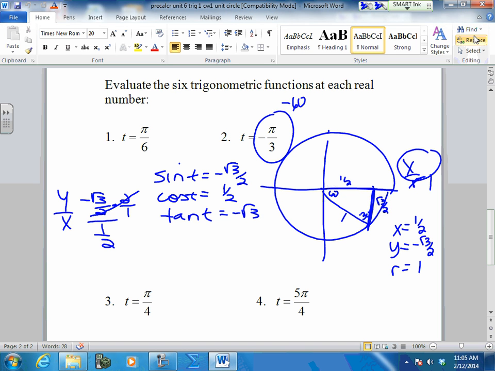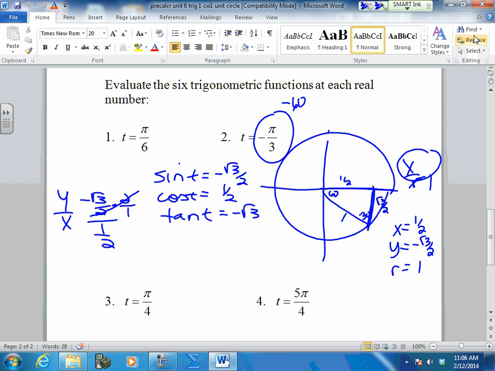Now from here, sine is y over r. But what is r right now? 1. So on the unit circle, sine is the same as just y. If the unit circle is not there, if the radius was 2, we'd put it over 2. But the radius is 1, so anything over 1 is itself.